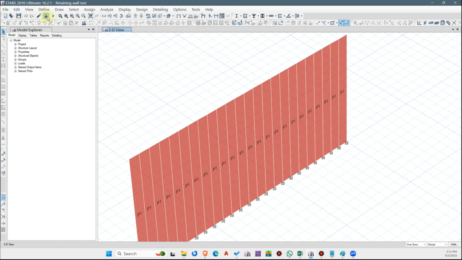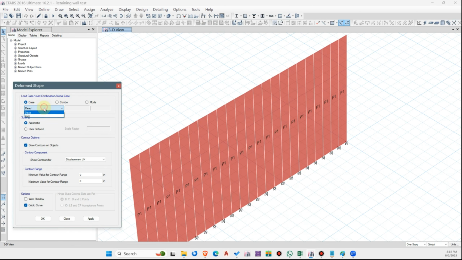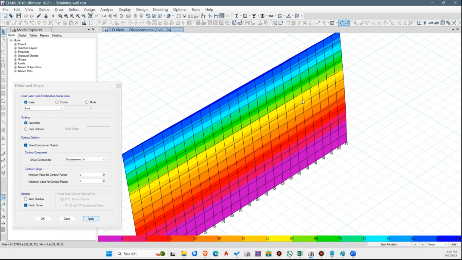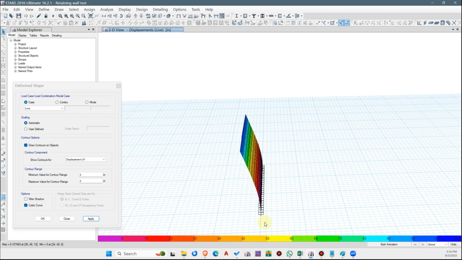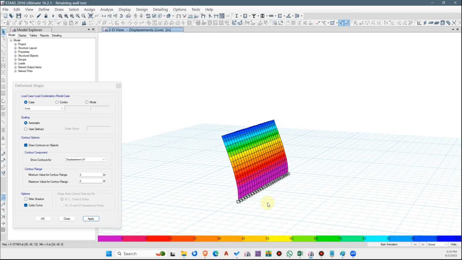If we analyze the model and then look at the deflected shape under the live load pattern, then we will see the deflected pattern, how it is deflecting. So the deflected shape is quite logical. That's how it was supposed to deflect.